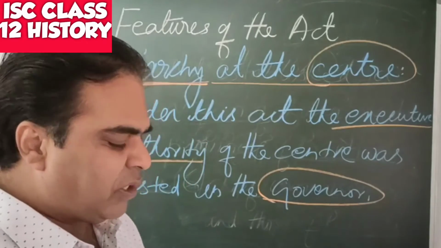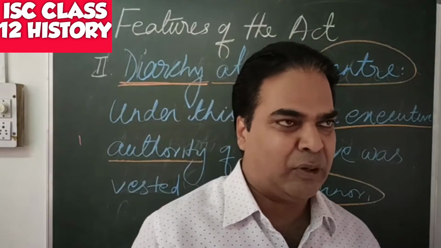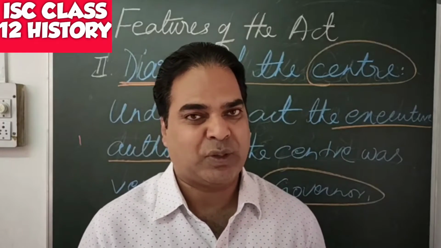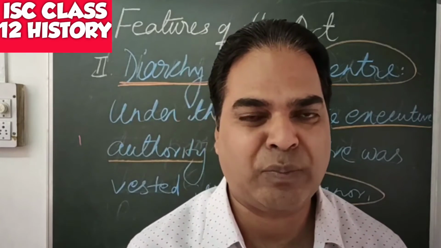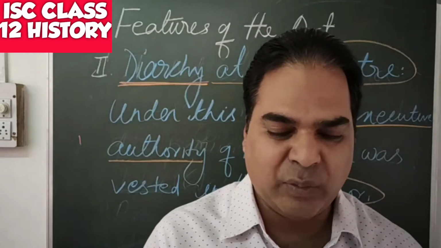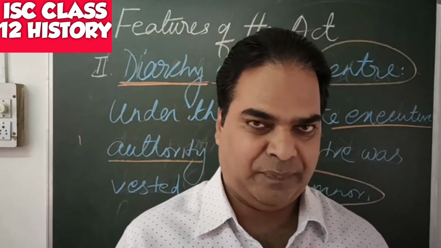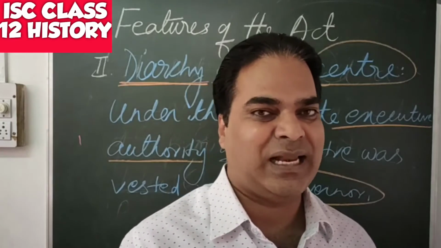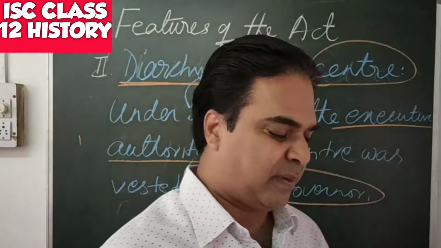So diarchy was introduced at the center, which abolished provincial diarchy, and provincial autonomy was introduced, which gave autonomy to the provinces. This I'll explain to you in the last part.